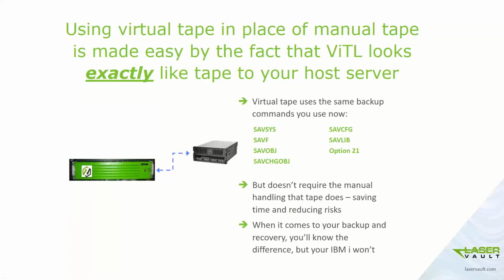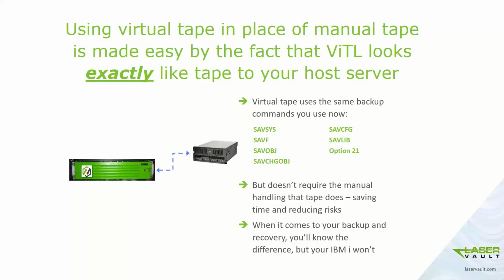Using virtual tape in place of manual tape is super simple with our Vital solution because it looks exactly like tape to your IBM system. Whether you're using Vital as a tape device with commands like save sys, save object, save library, option 21. So yes, you can do a full system restricted state save with this virtual tape solution, or whether you're using it as a tape library. We can emulate a tape library, therefore using it with BRMS if you're using that today, or Robot Save. But the great thing about virtual tape is you don't have the requirement of handling tapes, saving time, reducing risks of your data.